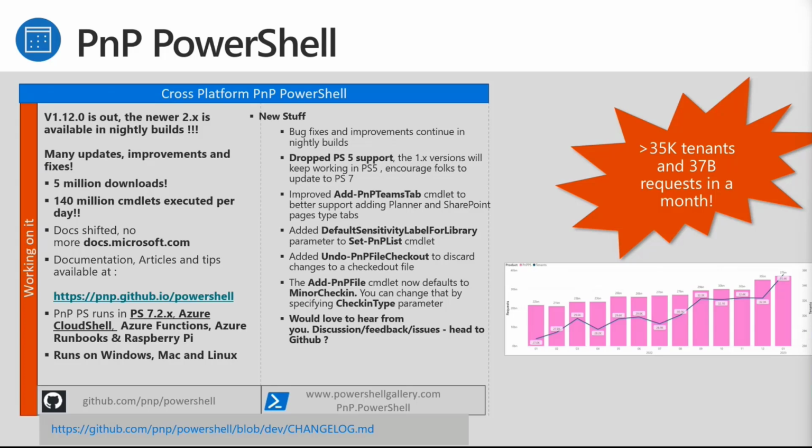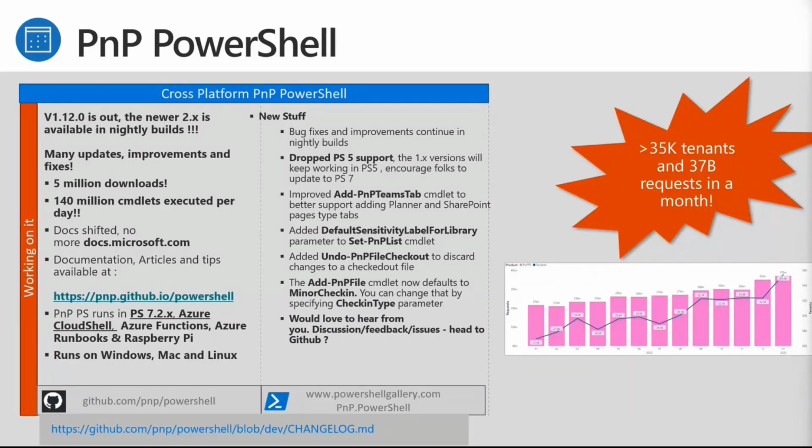What is improved in the newer nightlies is the Add-PnPTeamsTab command. We have added better support for adding a Planner tab as well as SharePoint pages tabs. That has been improved. As I think Bert mentioned in the previous slide, somebody added code for undoing the checked out file, so we also added a related cmdlet to that. If you want to discard checkout of a particular file, you can do that as well.